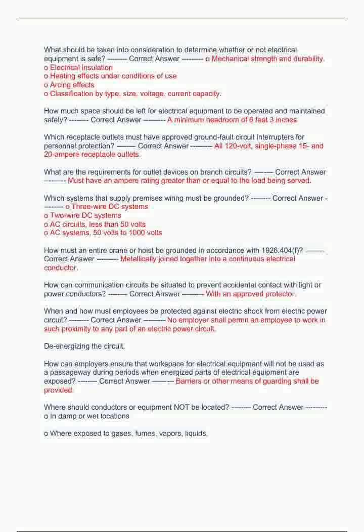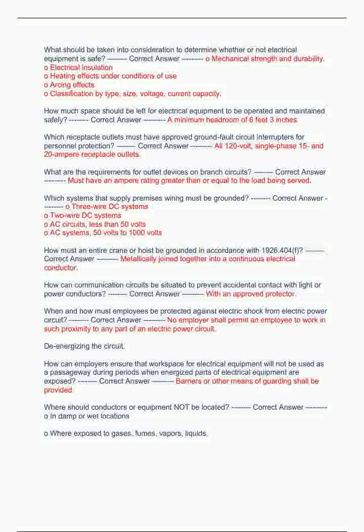How much space should be left for electrical equipment to be operated and maintained safely? Correct answer: a minimum headroom of 6 feet 3 inches. Which receptacle outlets must have approved ground fault circuit interrupters for personnel protection? Correct answer: all 120-volt single phase 15 and 20 ampere receptacle outlets. What are the requirements for outlet devices on branch circuits? Correct answer: must have an ampere rating greater than or equal to the load being served.